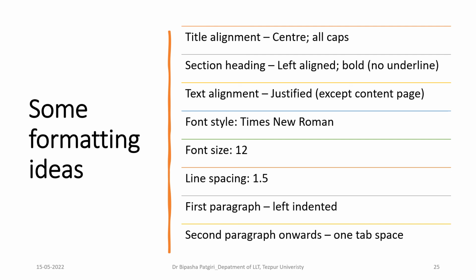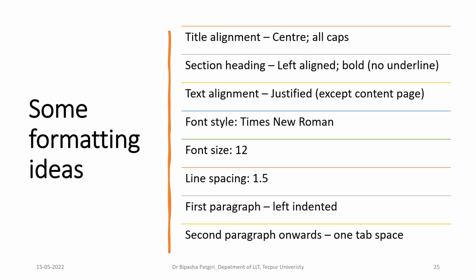Some more formatting ideas for your document. When you get your document ready for submission, make sure that your title is aligned center, all caps. Section headings should be left aligned, bold, and no underline is needed in the entire document. If you follow either MLA or APA style, you will see that underline is never used unless very crucially needed for some data analysis. Apart from that, you do not need any underline underneath section headings, definitions or author's names, nowhere. Underline should not appear anywhere in your document.